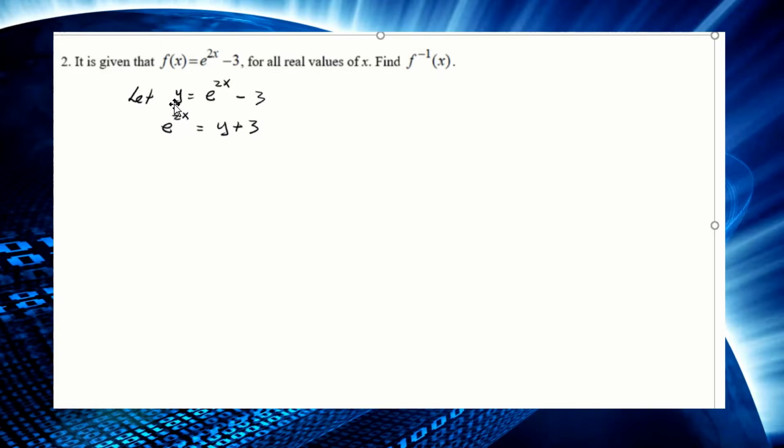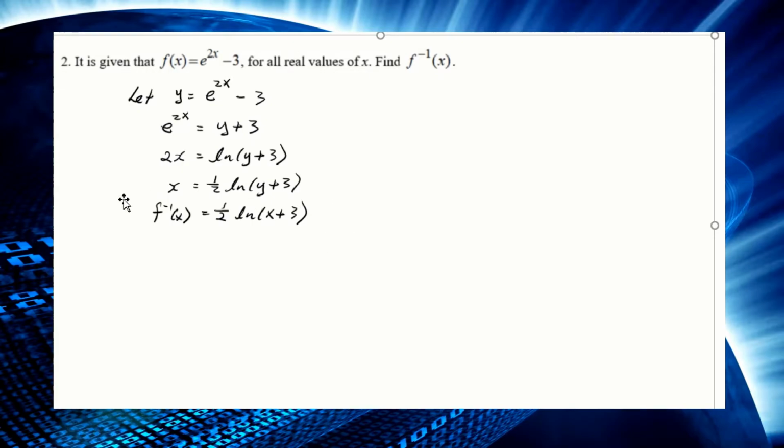Then, in order to find the x, we need to put in ln on the left hand side and ln on the right hand side. Since ln is the same as logarithm with base e, when we take logarithm with base e of e power 2x, finally it becomes 2x. Then on the right hand side, ln y plus 3. Then after that, shift the 2 to the right hand side, becomes x is 1 over 2 ln y plus 3. Then we need to rewrite the equation in the inverse function form, which is inverse function of f(x) is 1 over 2 ln x plus 3.